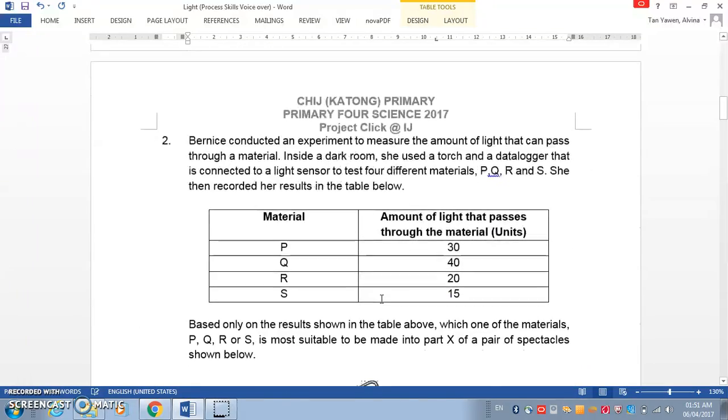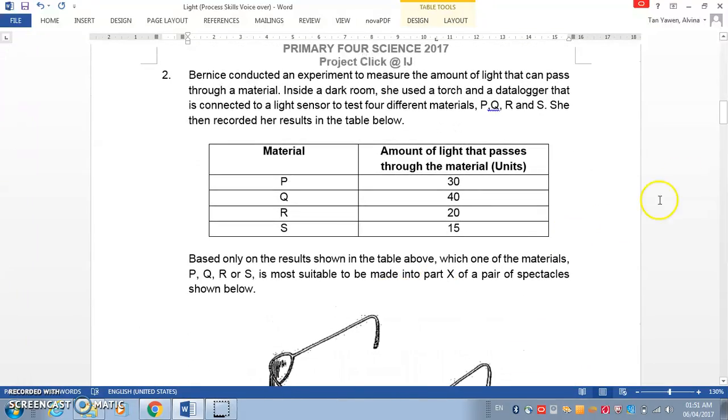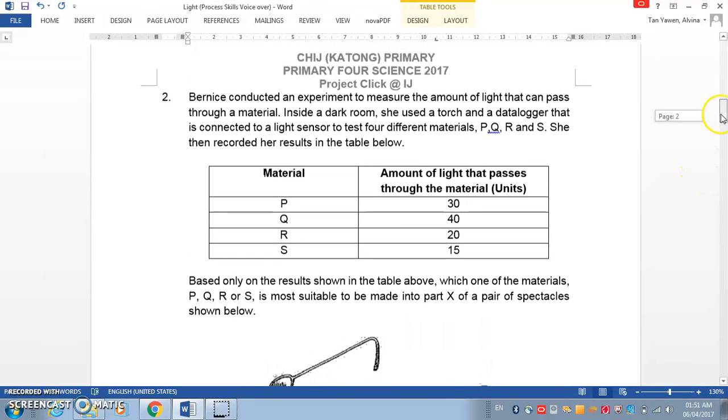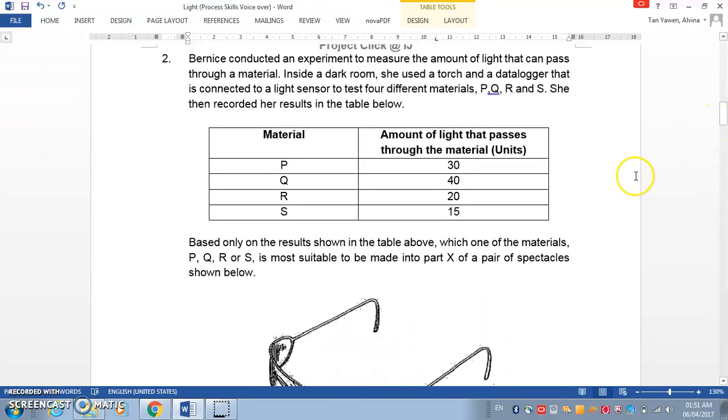Okay, let's look at the next question and take some time to read it first. Alright, so we have here an experiment to conduct the amount of light that's passing through 4 different materials, P, Q, R, and S. And in this table here, it records the results of allowing the amount of light to pass through these different materials.